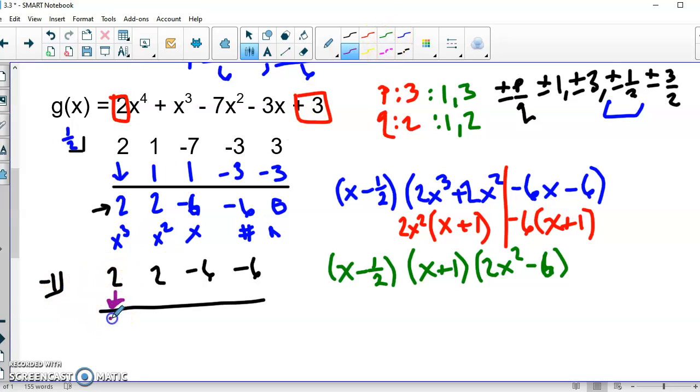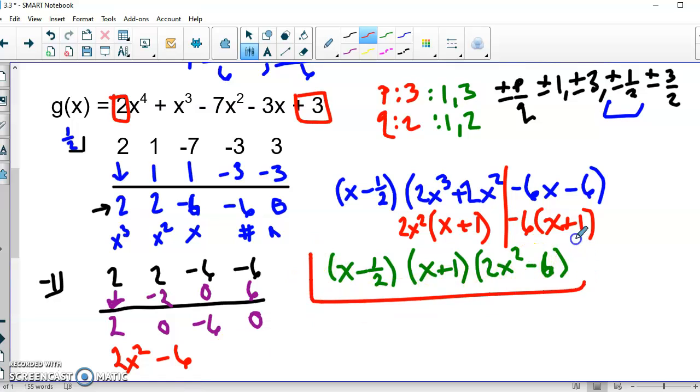So bring down that 2. 2 times -1 is -2. That gives us a 0. Anything times 0 is 0. Add, we get -6. -6 times -1 is 6. Notice we have a 0 for a remainder. And if we continue to synthetically divide, we could divide out more roots. So this is another option. This would give us 2x squared minus 6. Notice that's what we have here. So this is our factored form.